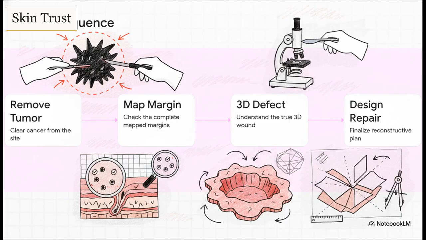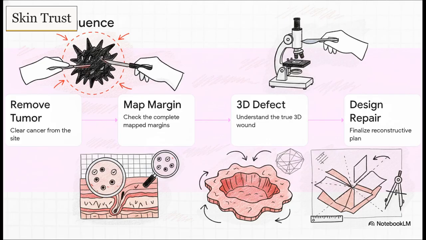Reconstructive planning might start before surgery, sure, but you have to actually remove the tumor and map the complete margins, which, by the way, is exactly what Mohs surgery allows you to do. And only then can you inspect and truly understand the three-dimensional wound. You never, ever want to execute a major tissue rearrangement over an incompletely assessed margin.